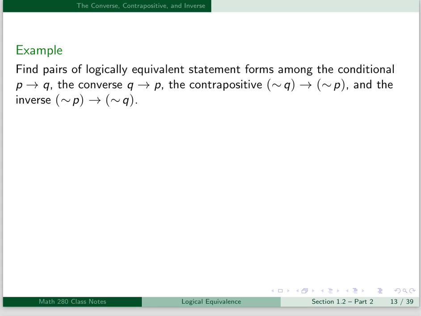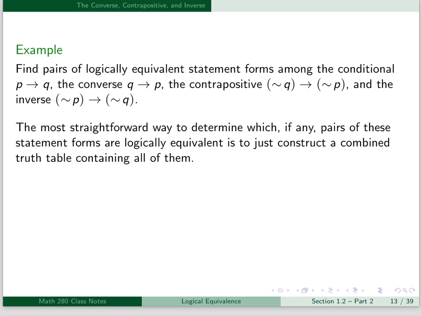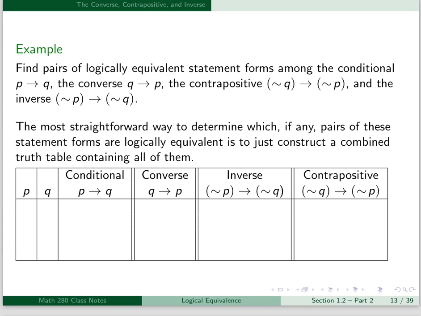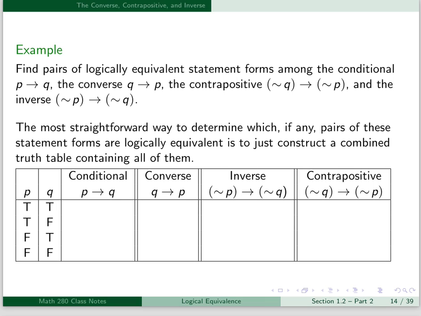So in this example, we want to find pairs of logically equivalent statement forms among the conditional, P implies Q, the converse, Q implies P, the contrapositive, not Q implies not P, and the inverse, not P implies not Q. The most straightforward way to determine which, if any, pairs of these statement forms are logically equivalent is to just construct a combined truth table containing all of them. So we'll have a truth table as shown, and we'll fill in the columns one at a time.